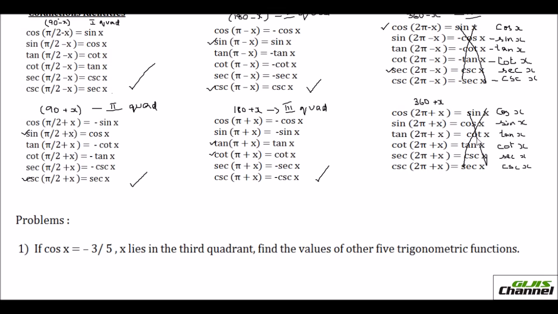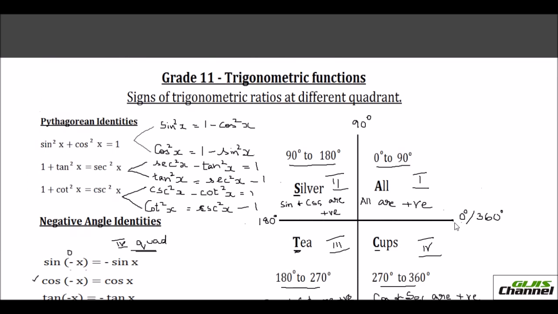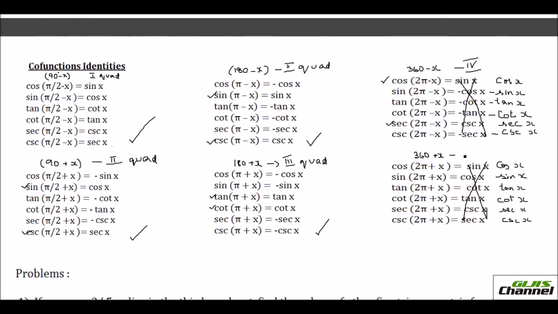Okay. Now let us see which quadrant it belongs to. It is 360 plus x, so that goes to the first quadrant. This 360 degree plus x will make it in the first quadrant, right? So since it is in the first quadrant, all your ratios are positive. Nothing is negative. I'm just marking all the ratios since all are positive. So this is the easiest way to fill in these types of problems, okay?